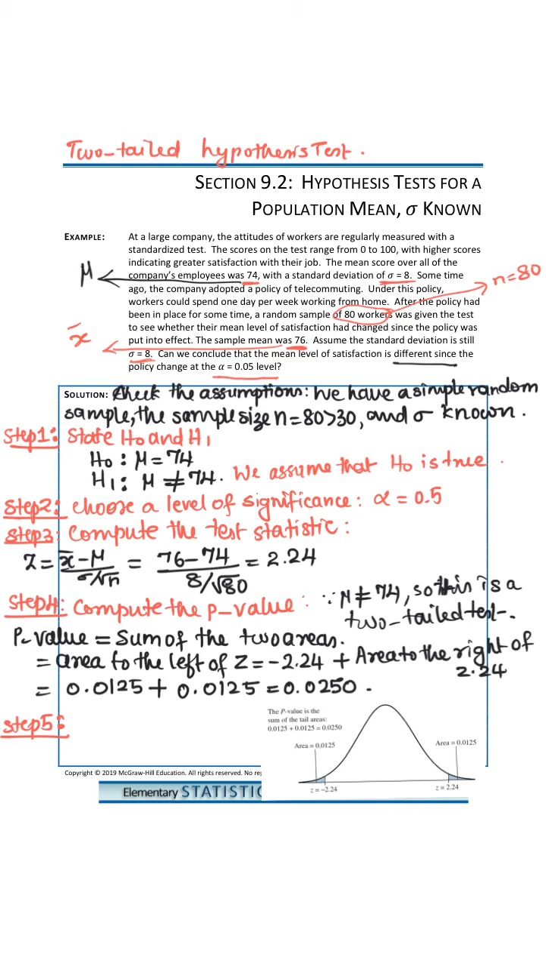Step 5, interpret the p-value. The p-value is 0.025, which is less than 0.05. So we reject the null hypothesis at the alpha equal 0.05 level. Step 6, state the conclusion. So we conclude that the mean score among employees has changed since the adoption of telecommuting.